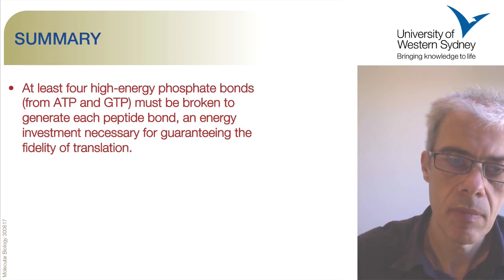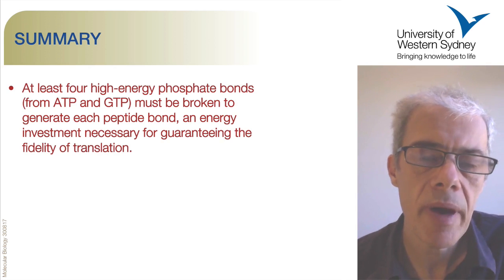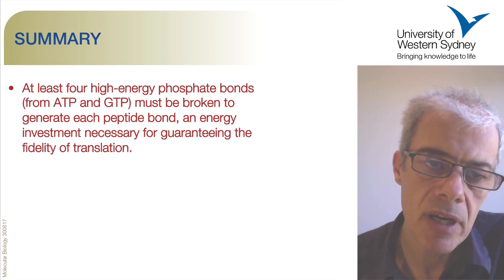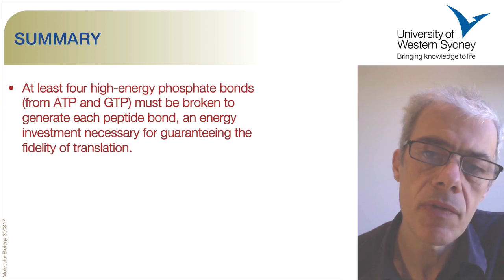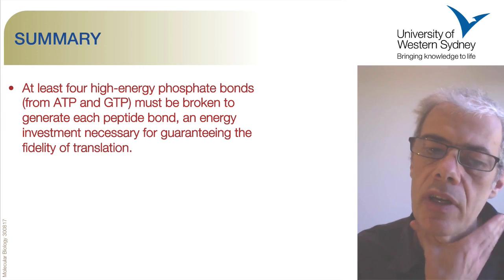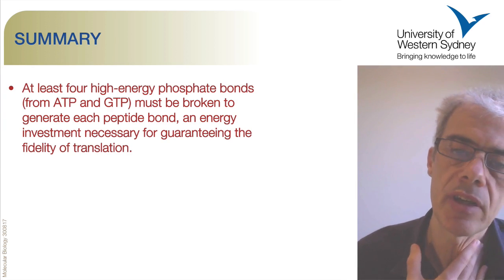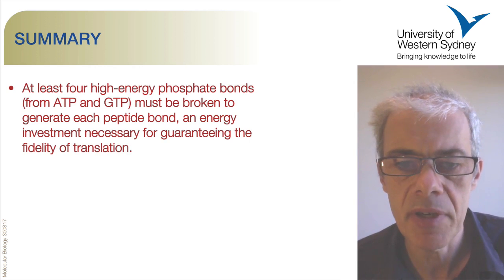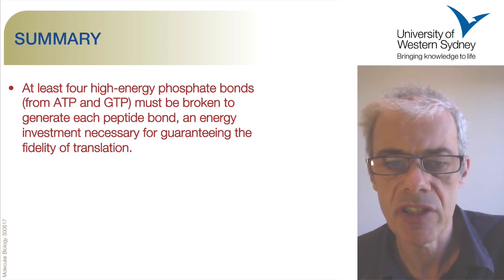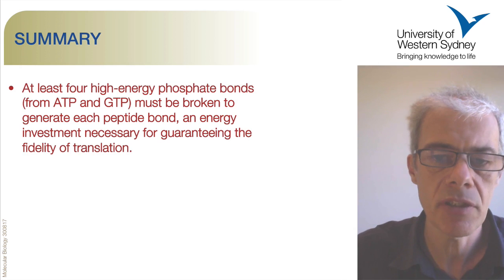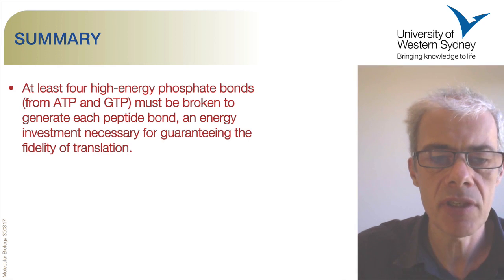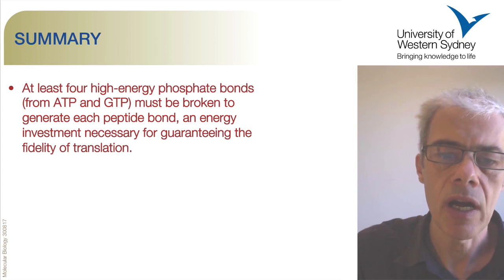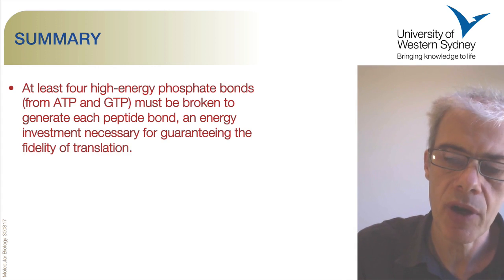And during the formation of a polypeptide bond, at least 4 high-energy phosphate bonds are consumed. So we have the ATP being consumed during amino acid activation, and we have GTP being consumed during translocation and peptide bond formation. And this consumption of energy is thought to improve the fidelity of the process and drive the process forward.